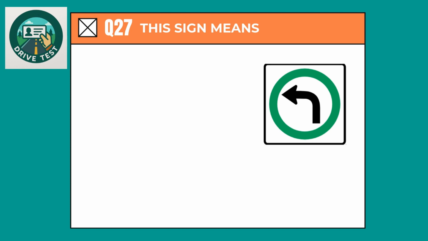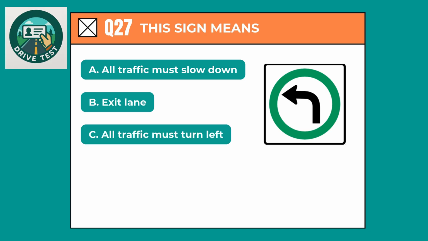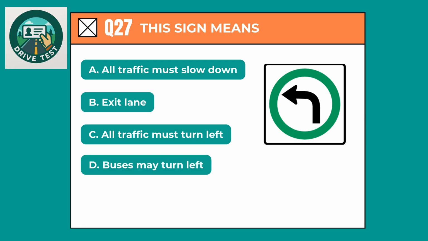Question 27. This sign means A. All traffic must slow down. B. Exit lane. C. All traffic must turn left. D. Buses may turn left. The correct answer is C. All traffic must turn left.